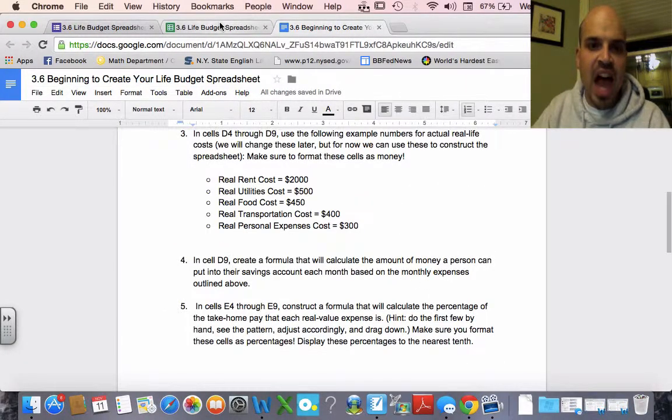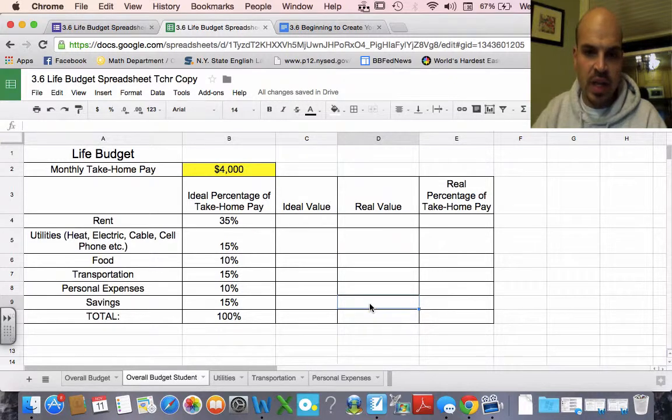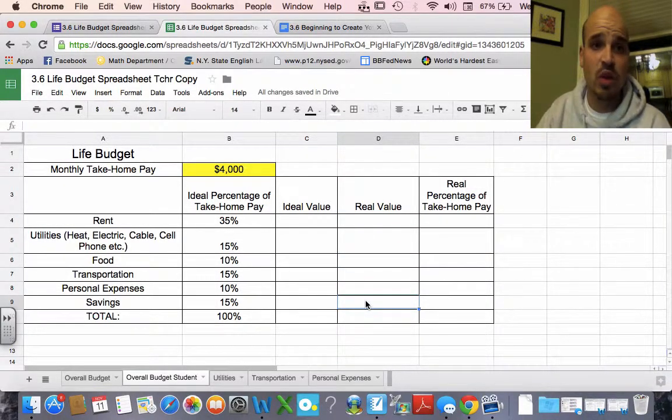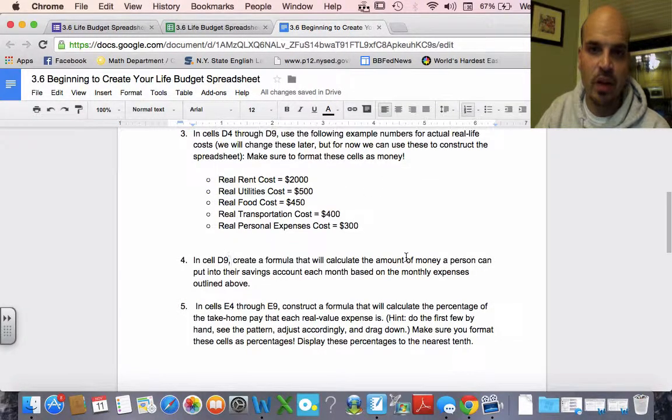In D9, we're going to calculate, so D9 is here, you're going to be calculating a formula that will actually give you how much money you can put in savings. Because you have to pay all these things, rent, utilities, food, transportation, personal expenses, and the rest of your money can go into your savings account. So you'll be calculating a formula for that.